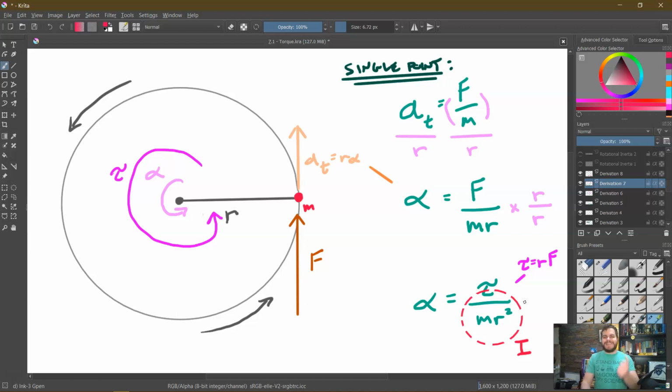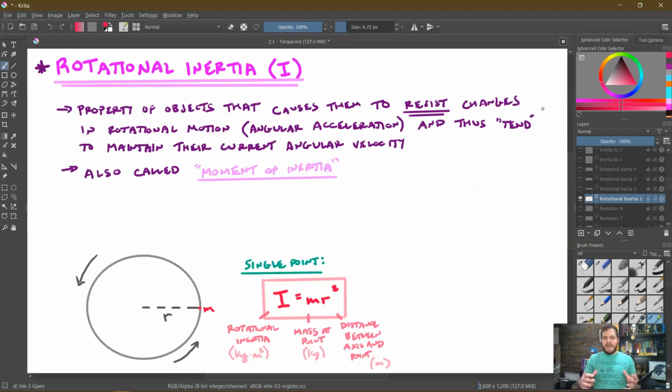And this is that resistance to rotational changes in motion. And this I, capital I, is something known as rotational inertia. This is a property of an object that causes it to resist changes in rotational motion, or in other words, resist angular acceleration, and tend to maintain its current angular velocity. So if it's not moving, it's what causes it to resist the angular acceleration. And if it is spinning, that's what causes it to resist any changes in spin, whether it's going faster or slower.